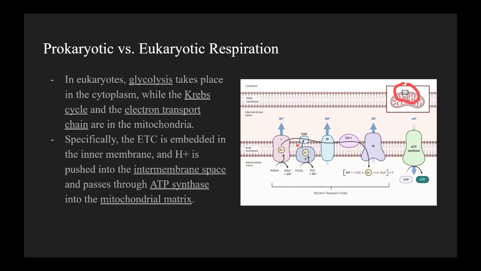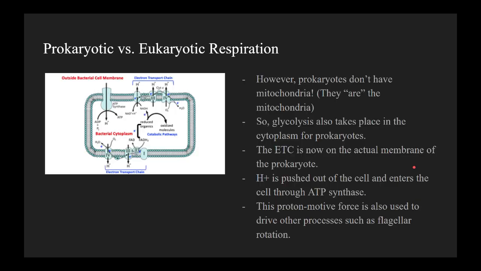And we can see this inner membrane contains the ETC, and the H+, the protons, are going to be pumped out of the matrix towards the intermembrane space between the two membranes, and they're going to go back through ATP synthase, which is kind of like a water wheel. This water wheel is turning and generating ATP, and it goes back into that mitochondrial matrix. But the thing is, obviously, prokaryotes don't have mitochondria. In fact, they are where mitochondria actually came from.